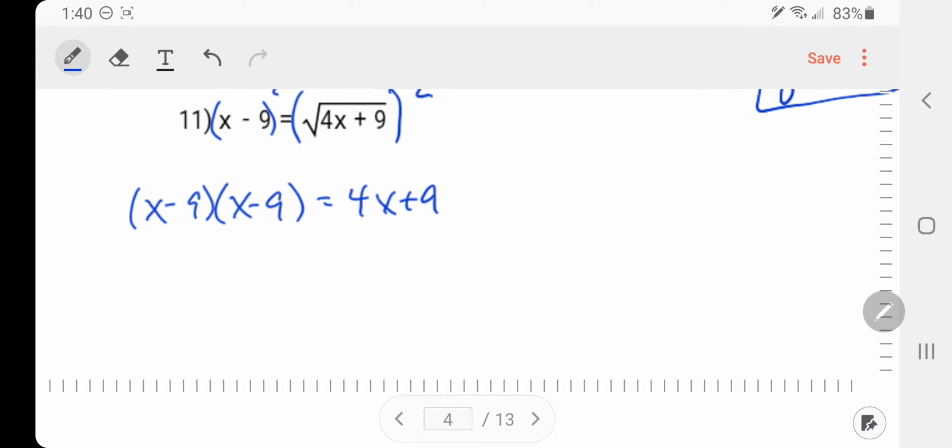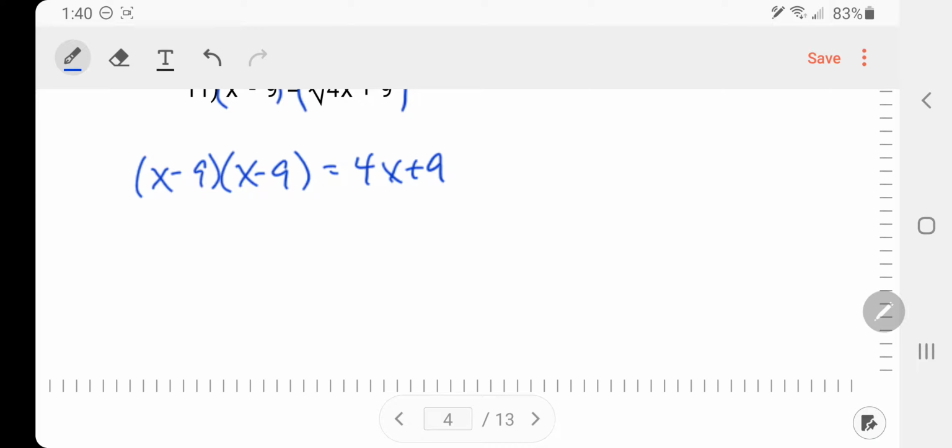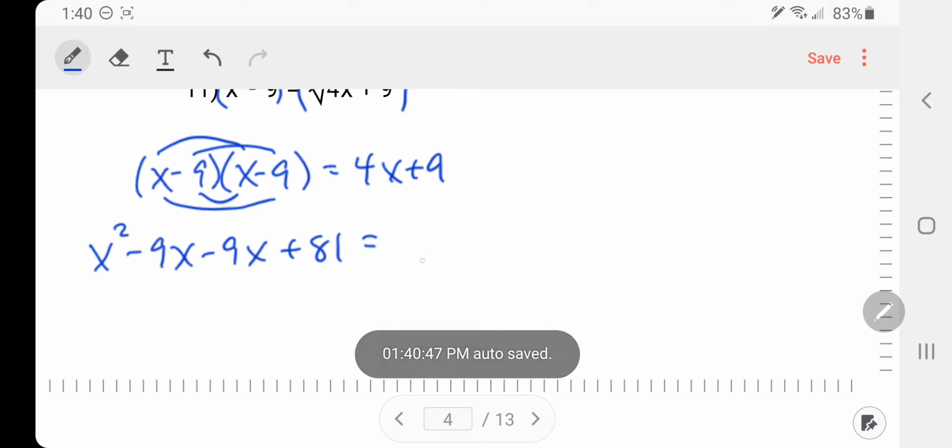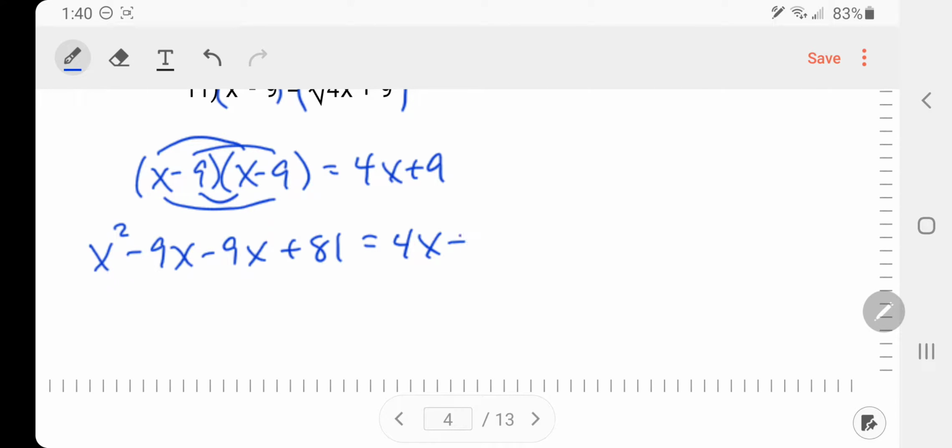And then we got to do the FOIL method. All right, here we go. X times x, x squared. On the outside, minus 9x. On the inside, minus 9x. Last but not least, plus 81 equals 4x plus 9.